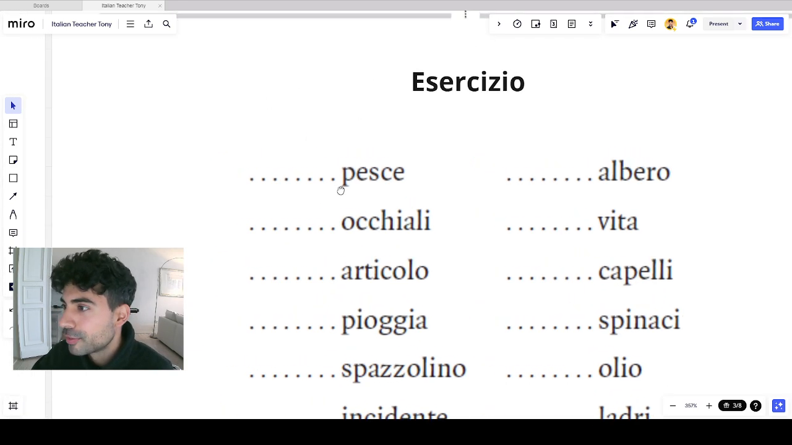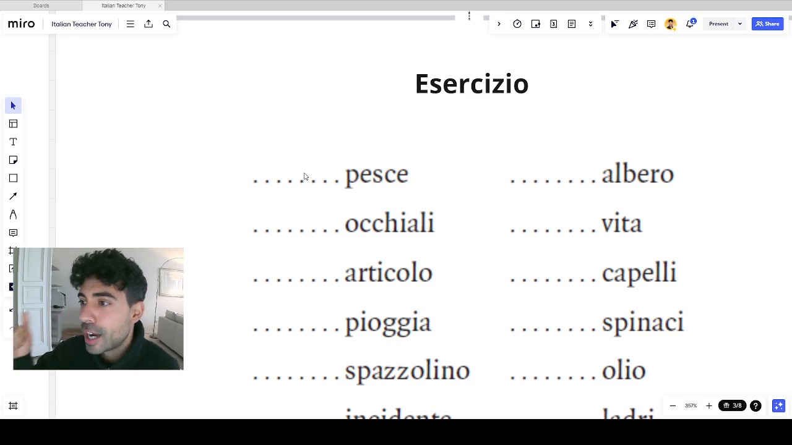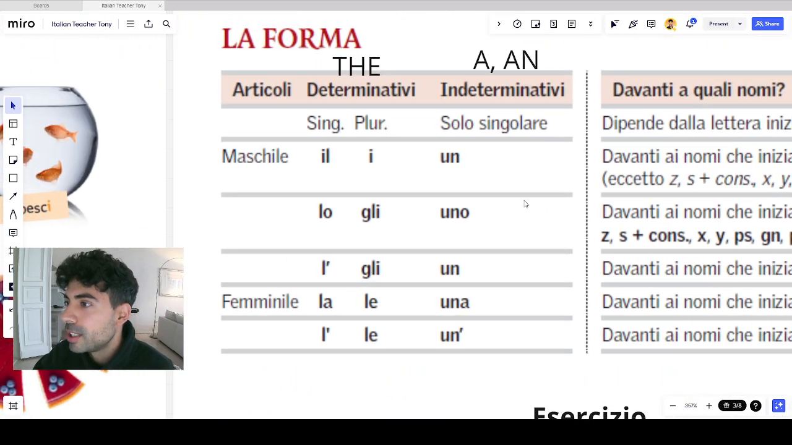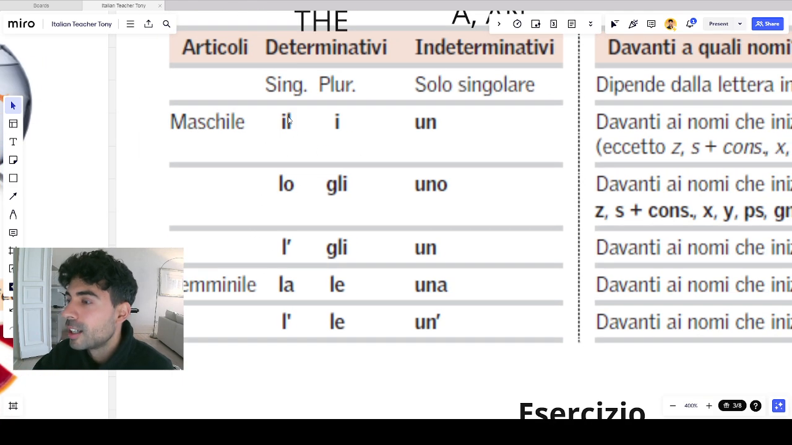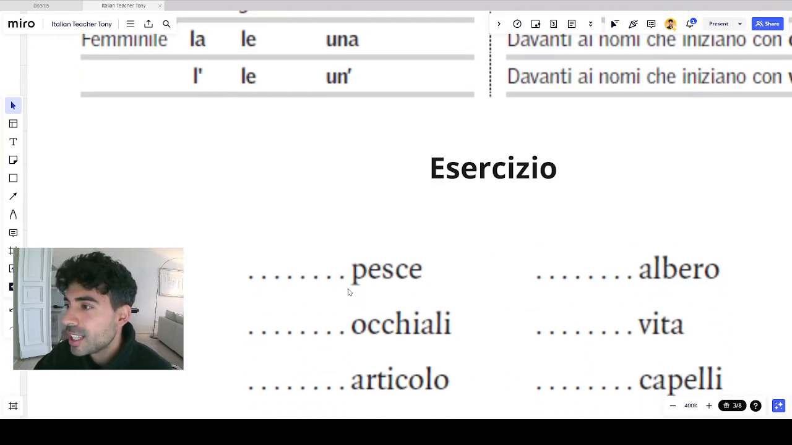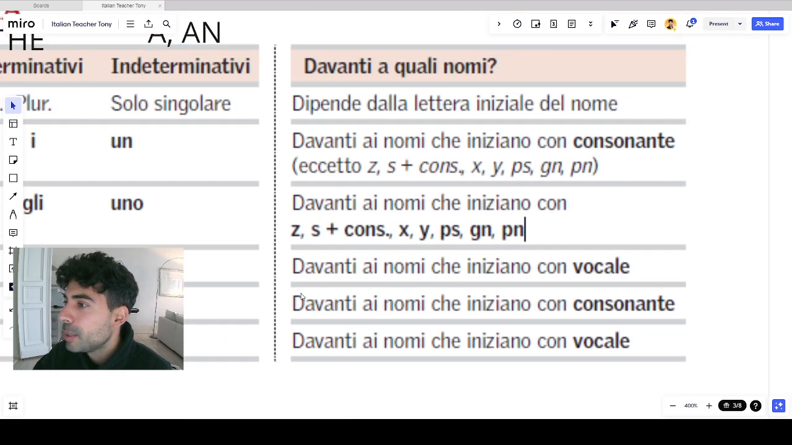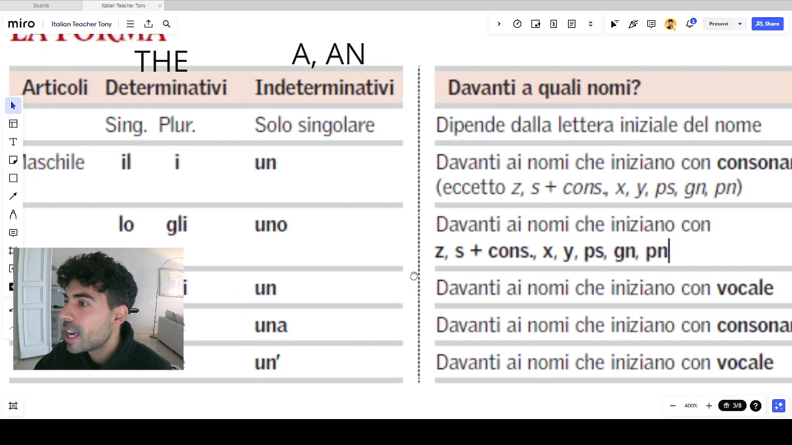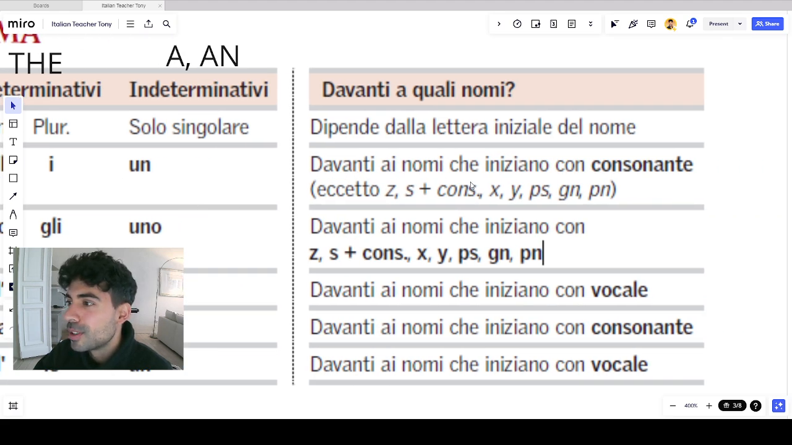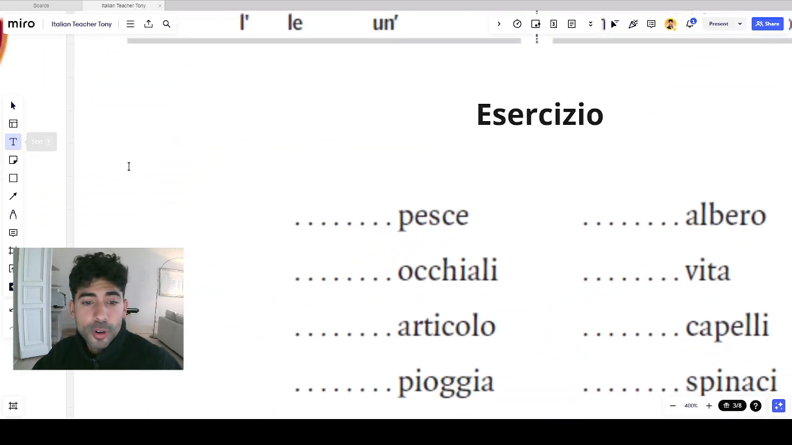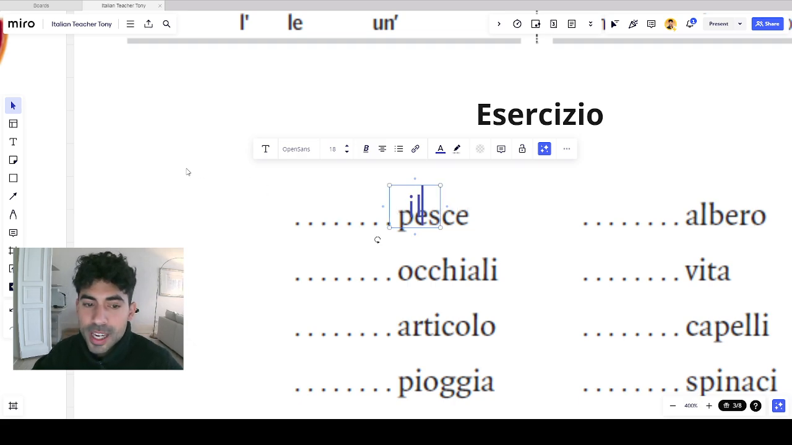We put the article in front of this. The first thing we want to be able to do is identify gender and number. Luckily, we already know that pesce is masculine singular. So I will check for an article that is masculine singular. It could be il, lo, or l'. Now, let's have a look. Pesce starts with P. P plus vowel, P-E, is not in this category. P is a consonant, so we are in the category of il: a noun starting with a consonant, except this combination of letters. So the article for pesce is going to be il pesce.